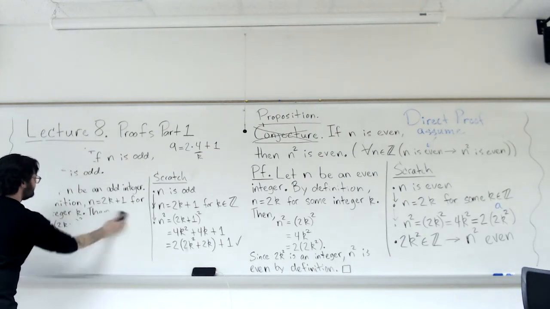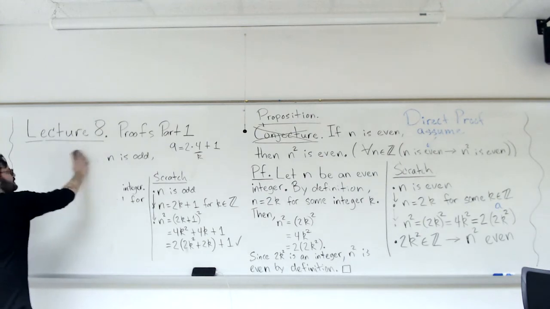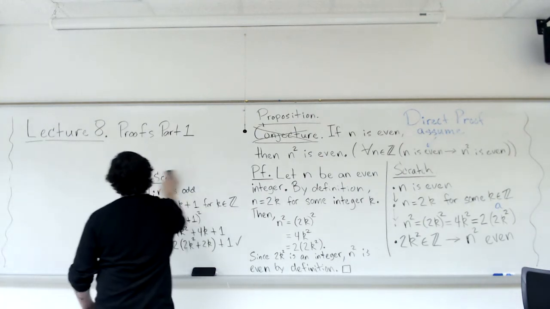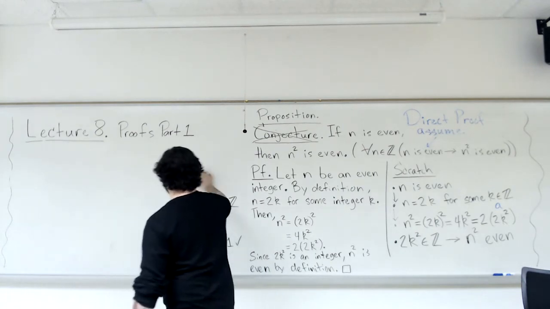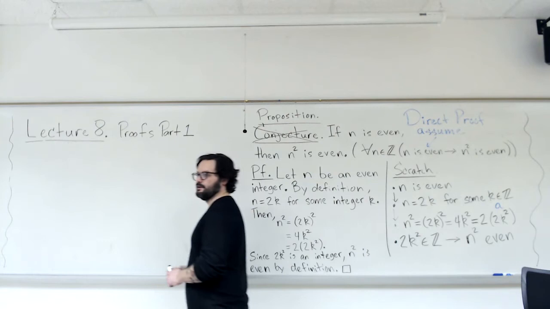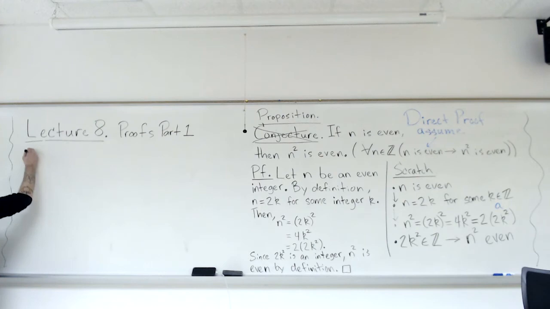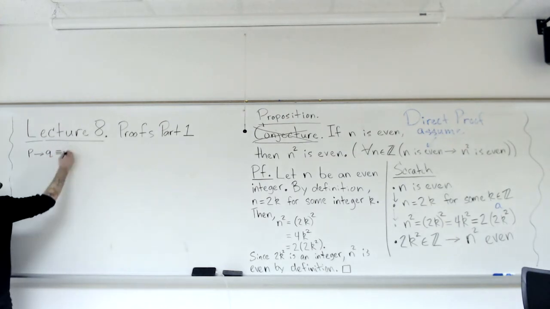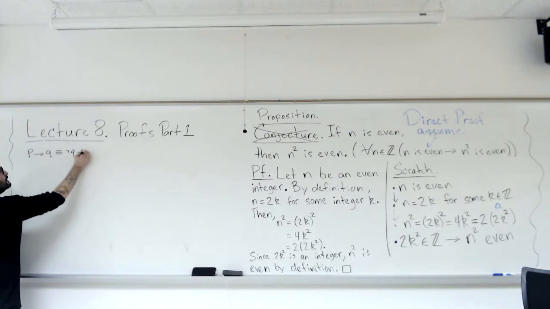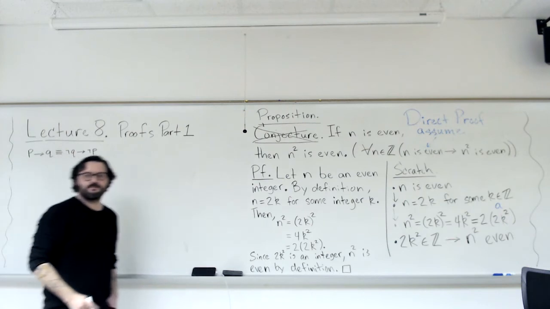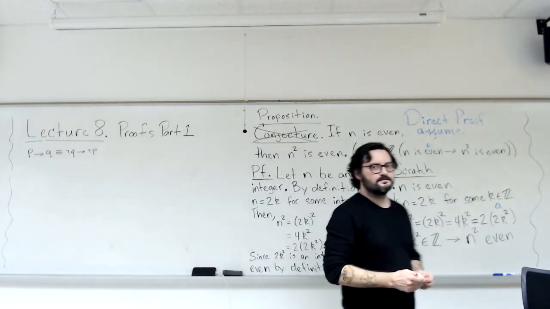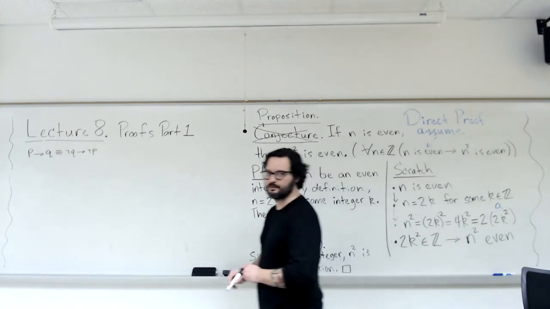The second type of proof relies on a very special logical identity that I tried to emphasize during lecture 1. And that is that if P, then Q is logically equivalent to not Q implies not P. Does anyone remember what I called this? Yeah, it's the contrapositive of the condition.